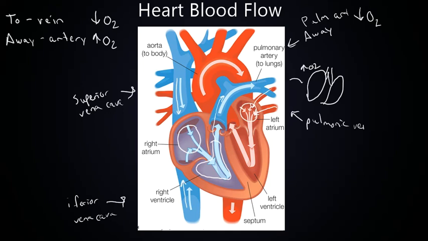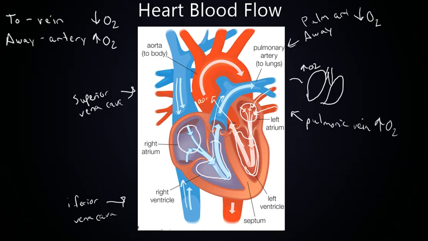So our pulmonic vein is the only vein in the body with a greater oxygen saturation. The left atrium fills with blood, and that blood is pumped into the left ventricle. Left ventricle, which is the strongest pump of the heart, moves that blood to the aorta.